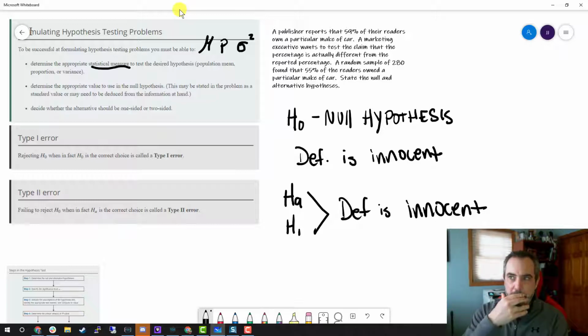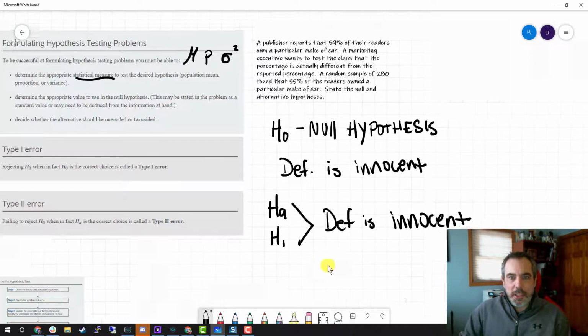Now, when we were doing confidence intervals, we kept talking about two-sided because we were saying it could either be greater or less than. Sometimes we are referring to hypotheses where we're only interested in the alternative that it's greater or the alternative that it's less. So let's take a look at an example here.